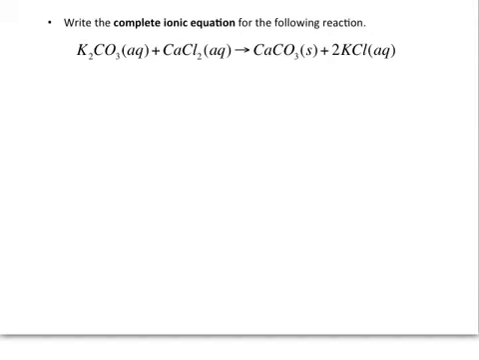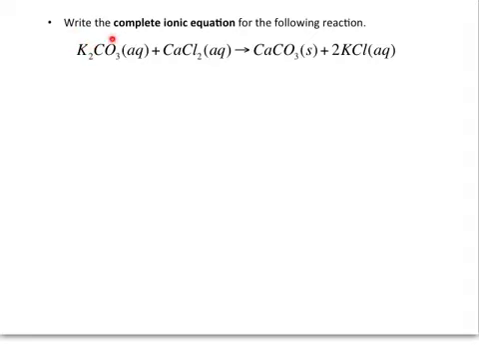Okay, so in this case, we're asked to write the complete ionic equation given the following molecular equation. So the difference between these two is we're looking for ionic compounds and acids. Soluble ionic compounds and acids we're going to write as dissociated ions. So the first reactant we have potassium carbonate. It's aqueous, so it's going to dissociate. And we need to get the correct number of ions. So each formula unit of potassium carbonate is composed of 2 potassium ions and 1 carbonate ion.